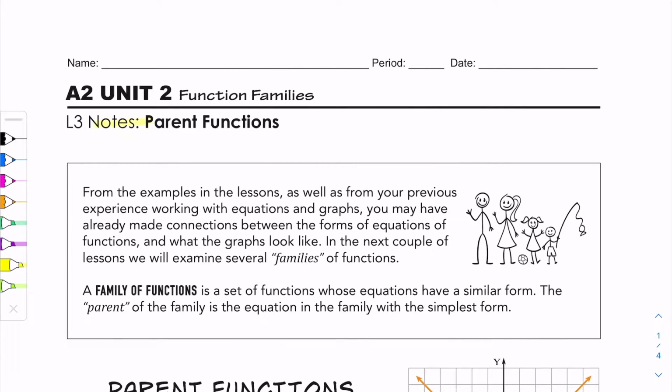Today's lesson is on parent functions. From the examples in the lessons, as well as from your previous experience working with equations and graphs, you may have already made connections between the forms of equations and functions and what the graph looks like. So in the next couple of lessons, we will examine several families of functions.